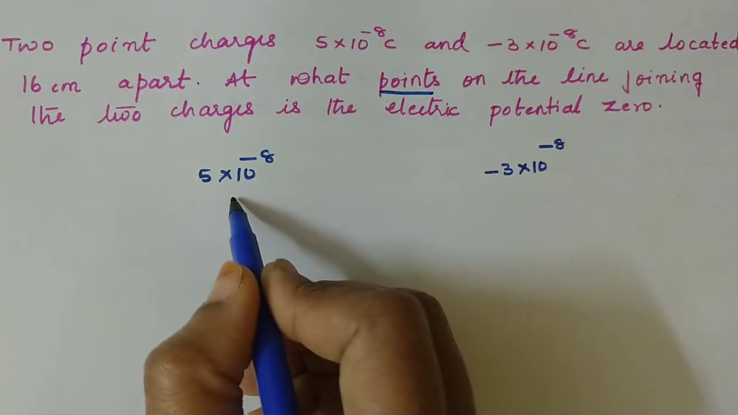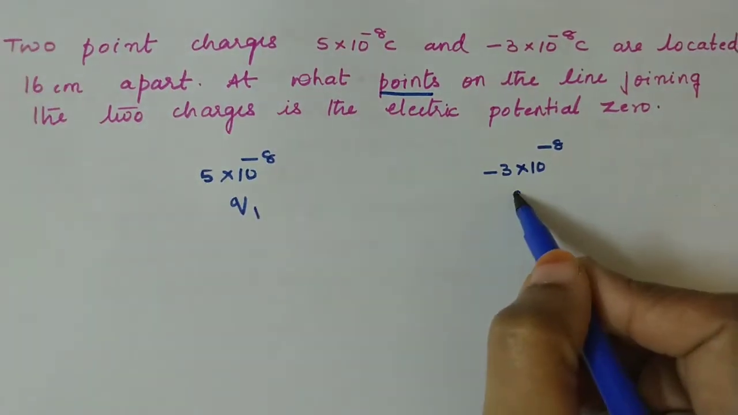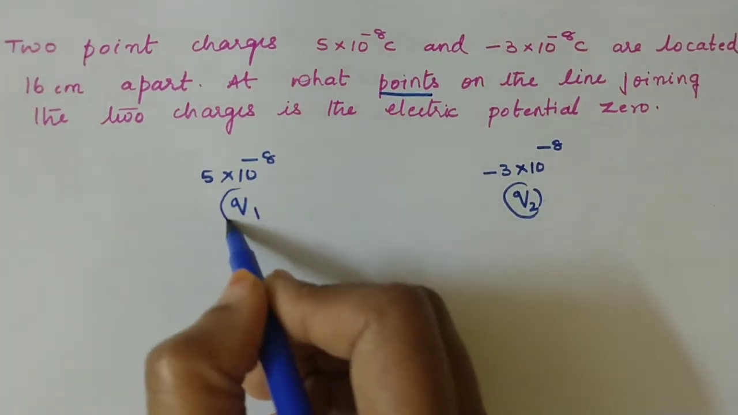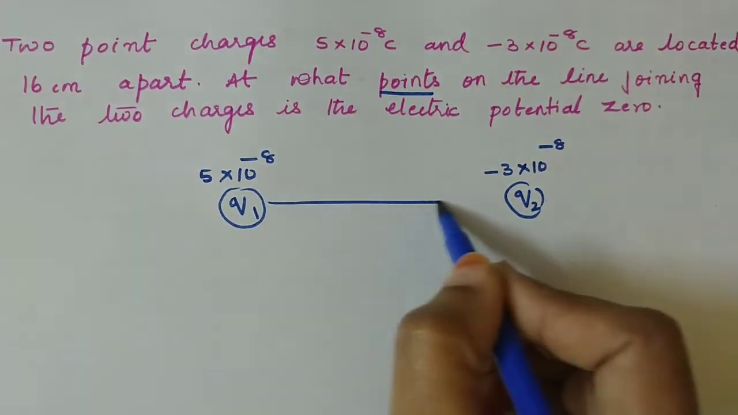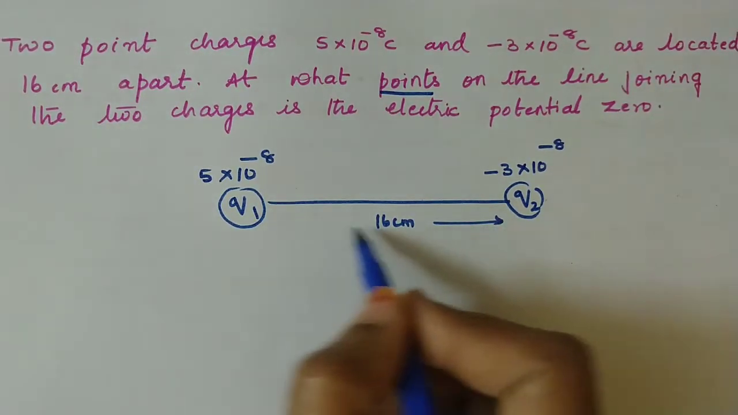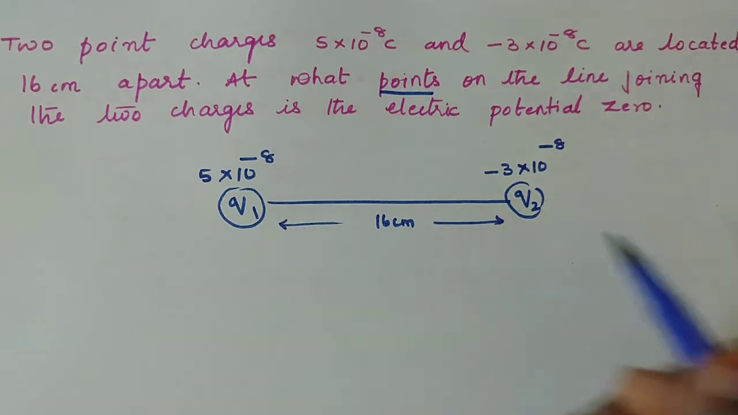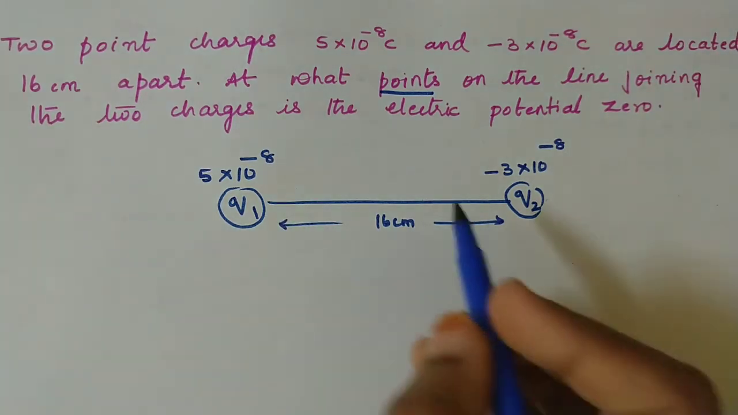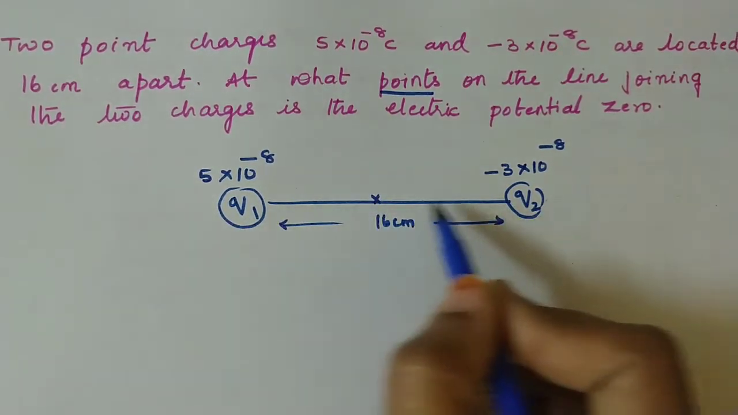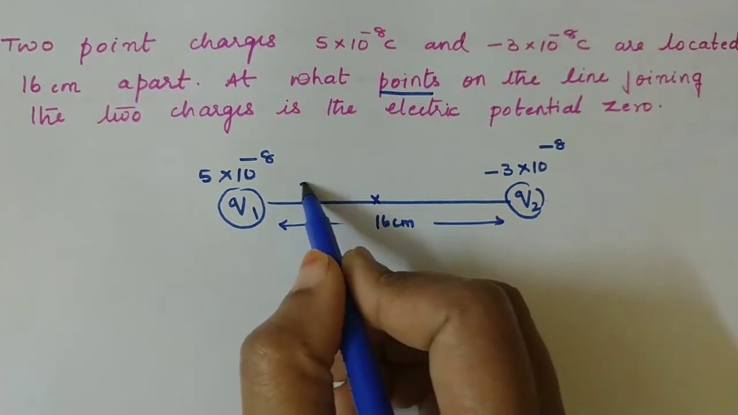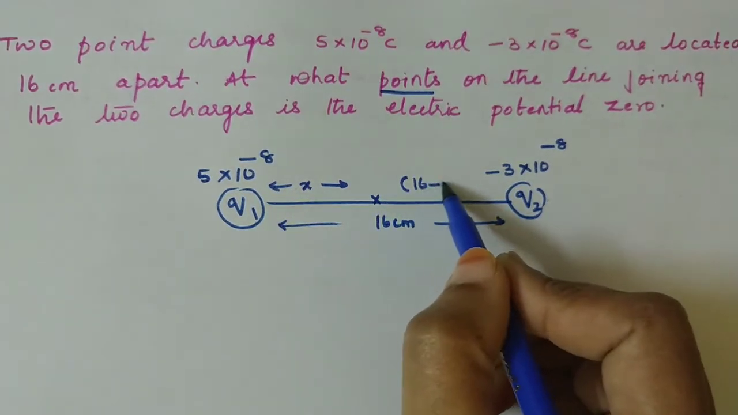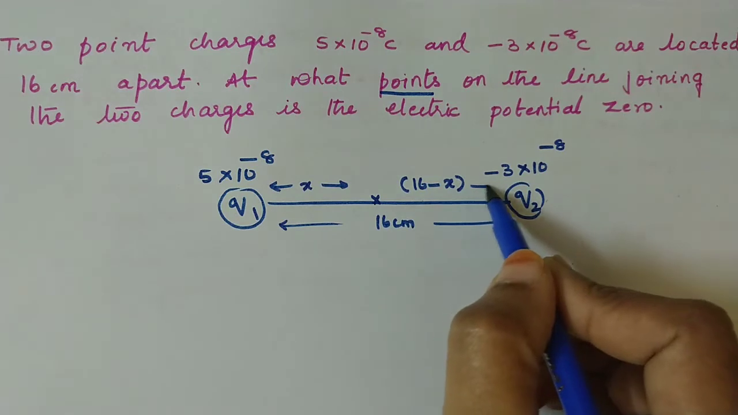So assume that this is a charge Q1 and this charge I will write as Q2. Magnitudes are already given. They are separated by a distance of 16 centimeter. Now we need to find the points where potential is 0. So first select one point inside the line, within the 2 charges. Let this distance be x. The remaining distance would be 16 minus x. I am leaving it in centimeters.